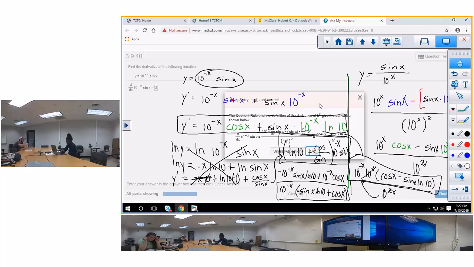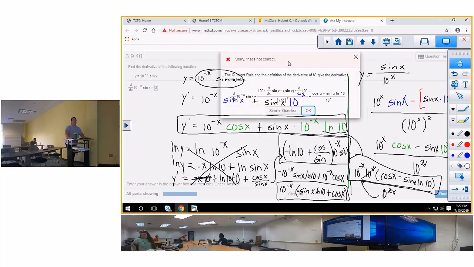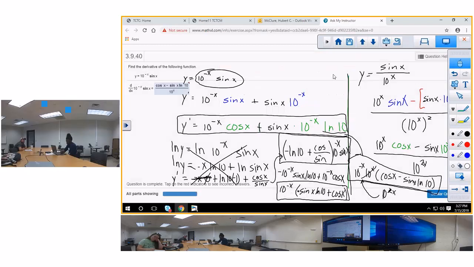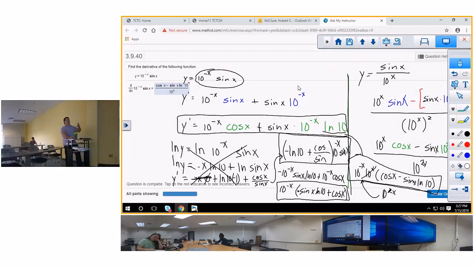All right, let's see what they got. Cosine of x minus sine x. Y'all check, make sure. Does it look like mine? They brought the 10 to the negative x, they left it down. So I think I've got the right answer. And you feel good about yourself. So that's 3 problems you can do with just one problem. Next.